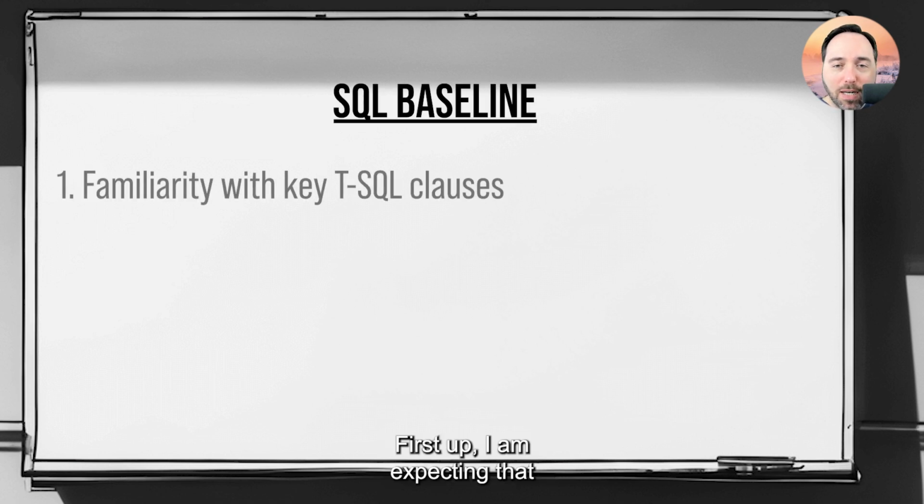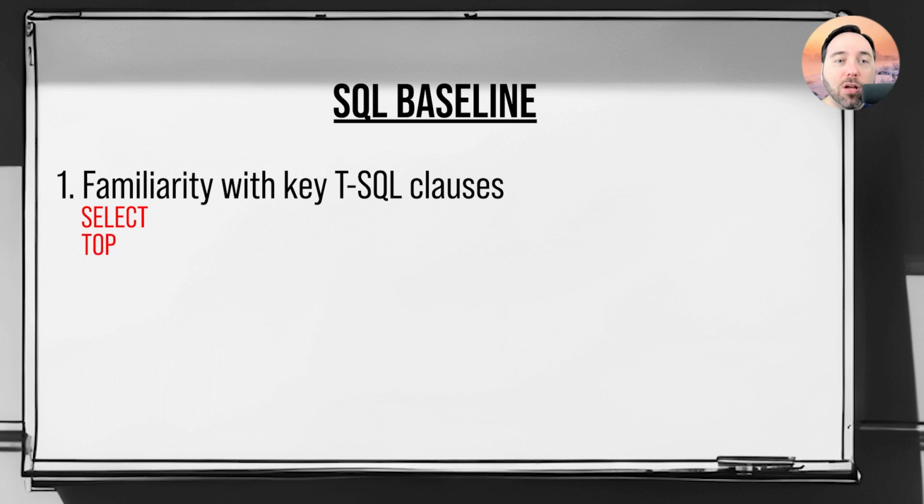First up, I am expecting that you are familiar with the key clauses in T SQL. They are, in order of appearance, select. The select clause specifies what information you would like to retrieve. Top. Within the select clause, we can also limit the number of records we return by using top and then specifying a certain number, like top 15. Distinct. Within the select clause, the distinct clause specifies that we want to ignore duplicate rows. For a row to be a duplicate of another, all of the columns need to match exactly.